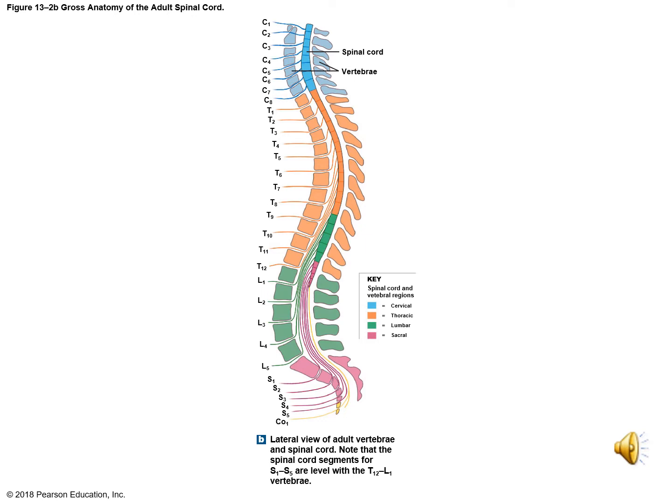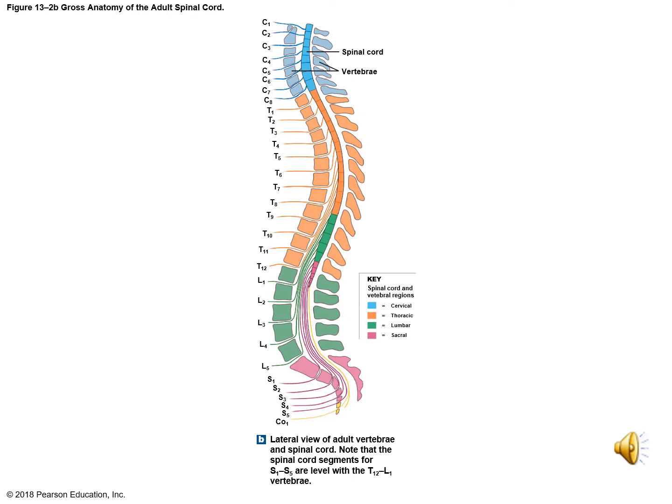Now, sensory and motor roots come together as they're leaving the spinal cord. They come together and form the spinal nerve, which is going to be a two-way nerve. It's going to carry both afferent sensory information in and efferent motor information back out.